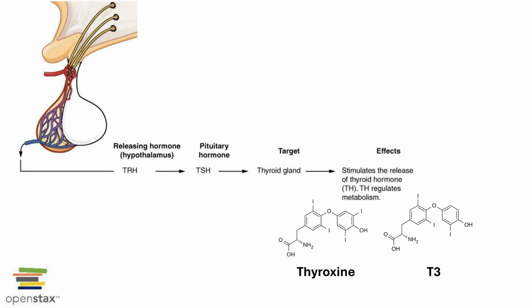The hypothalamus and anterior pituitary work together to regulate the production of thyroid hormones. TRH is the releasing hormone produced by the hypothalamus to stimulate the secretion of TSH. TSH stimulates thyroid hormone synthesis and secretion. TSH also promotes growth of the thyroid gland.